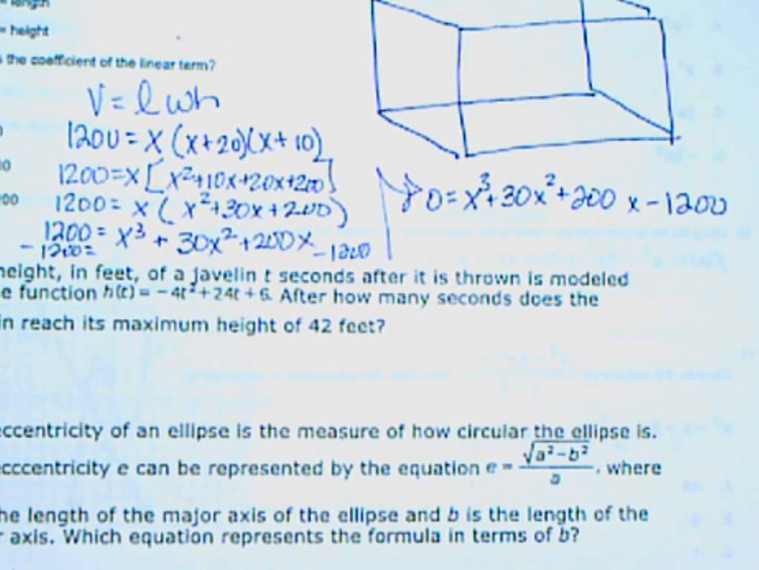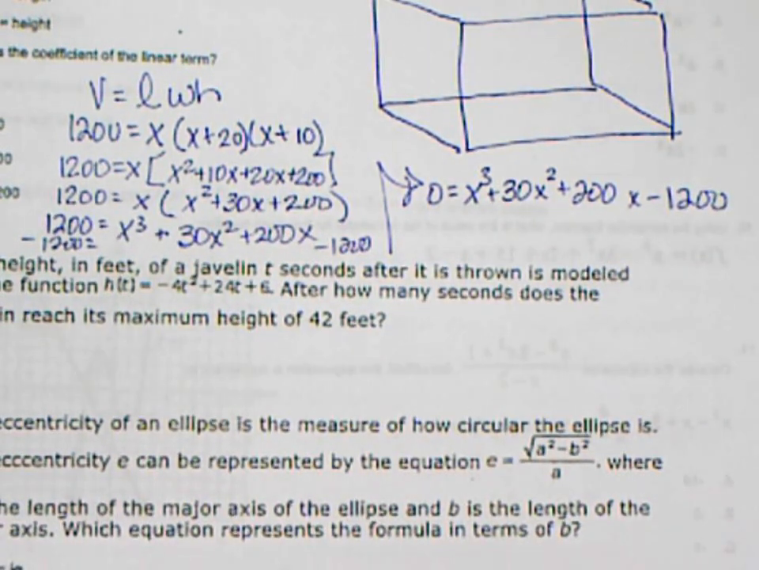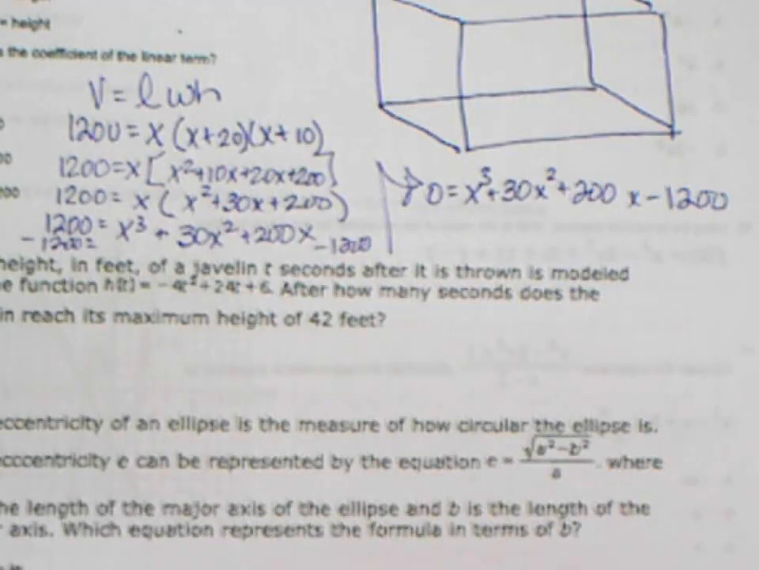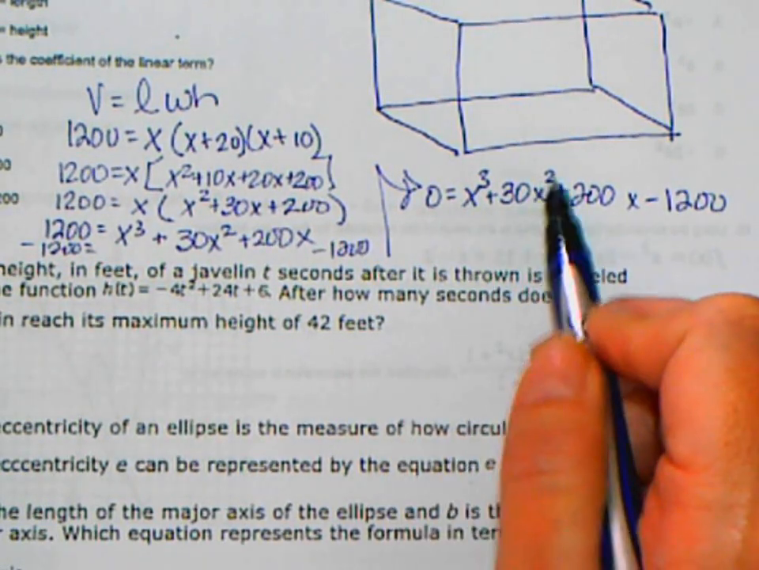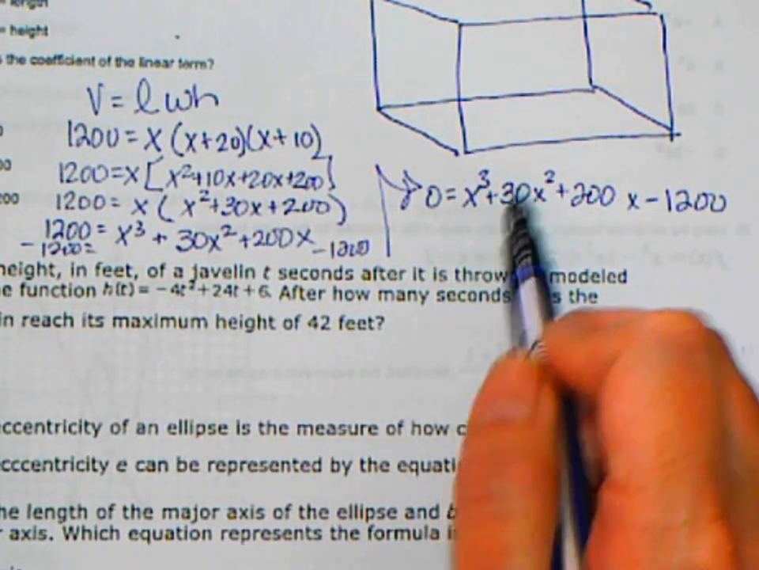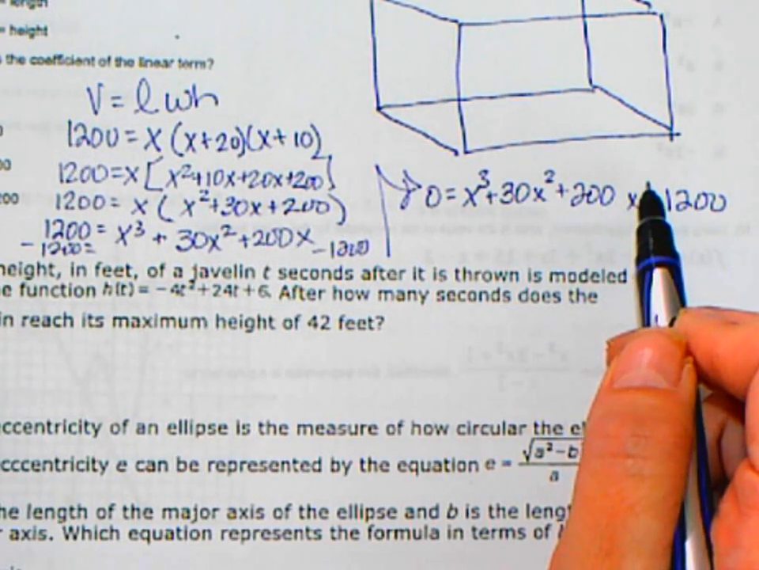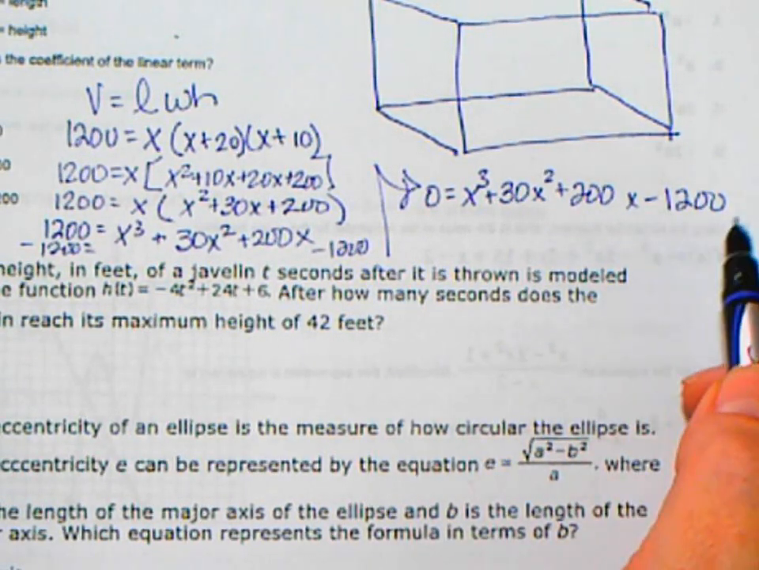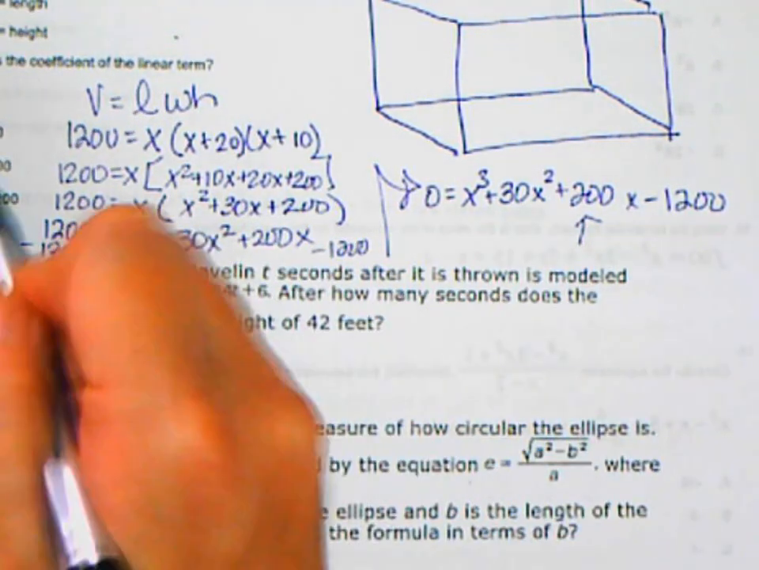The question said, what is the coefficient of the linear term? What would that be? Oh, the 200. 200, right? What's the coefficient of my cubic term? 1, because my cubic term has coefficient 1. Quadratic term, degree of 2, is coefficient of 30. Linear is where x has an exponent of 1, and where your constant does not have a variable. So the coefficient of the linear term is 200, which is C.